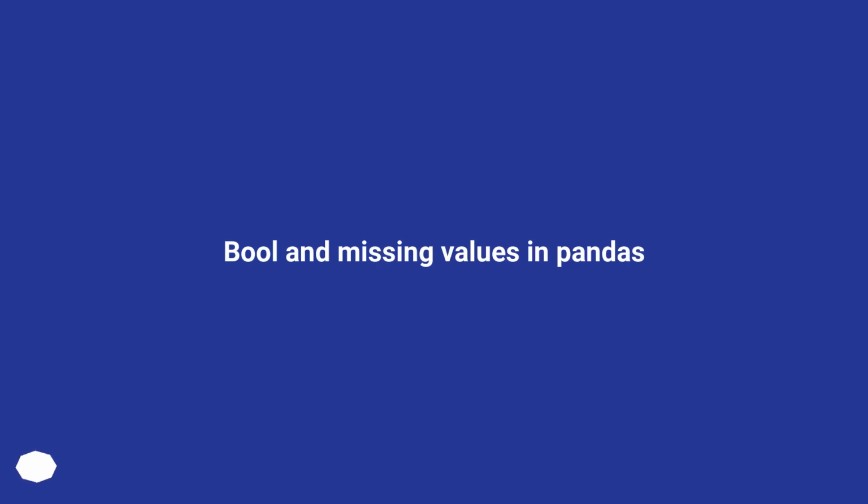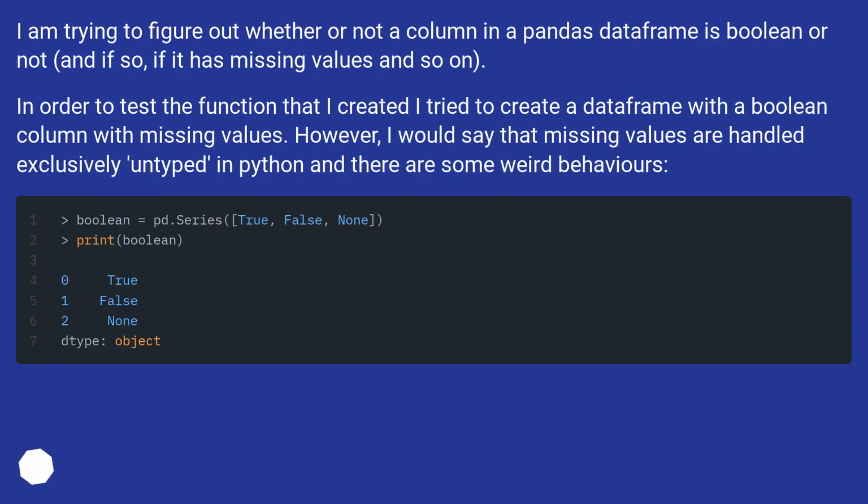Bool and missing values in pandas. I am trying to figure out whether or not a column in a pandas data frame is Boolean or not, and if so, if it has missing values and so on. In order to test the function that I created, I tried to create a data frame with a Boolean column with missing values. However, I would say that missing values are handled exclusively untyped in Python and there are some weird behaviors.